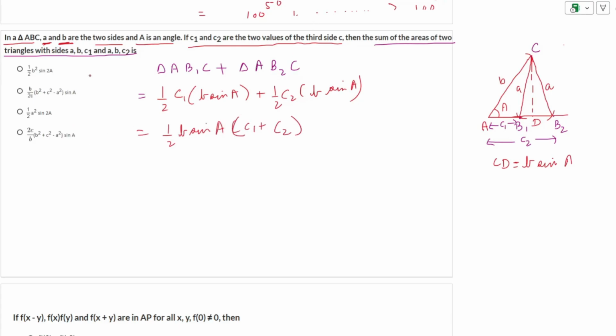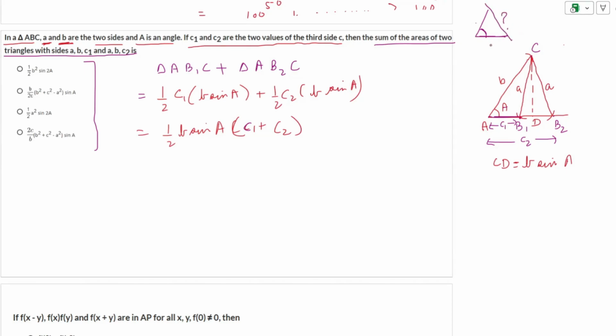But none of the options has C1 or C2, right? So you have to get that value. What is C1 plus C2? Work with the sides. So what do I do? Let me draw here. Suppose you know this side and this angle. So two sides and an angle here. Can you write the length of the third side?